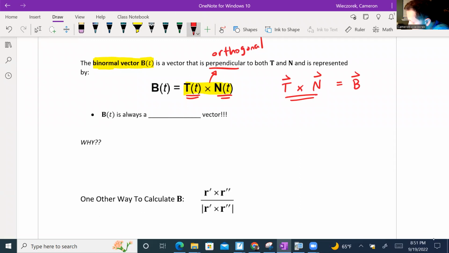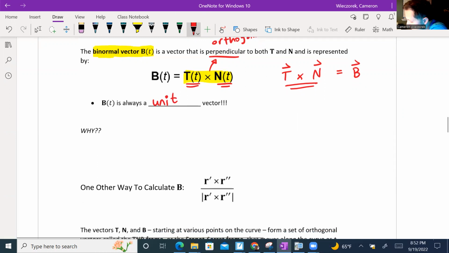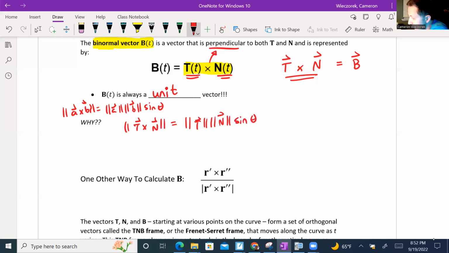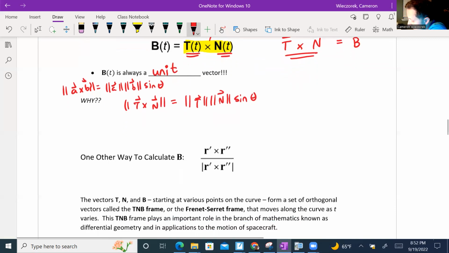Maybe pause me for a minute, ponder that, and see if you can figure out why that would be the case. And then unpause me and I'll show you. Okay, why is that the case? Let's go back to our friend, the magnitude of the cross product. We learned a while back that the magnitude of A cross B is the magnitude of A times the magnitude of B times the sine of the angle between the vectors. So let's apply that to T and N here. Magnitude of T cross N would be magnitude of T times magnitude of N times the sine of the angle between those vectors, theta.